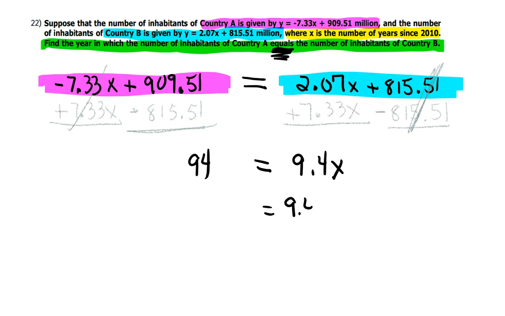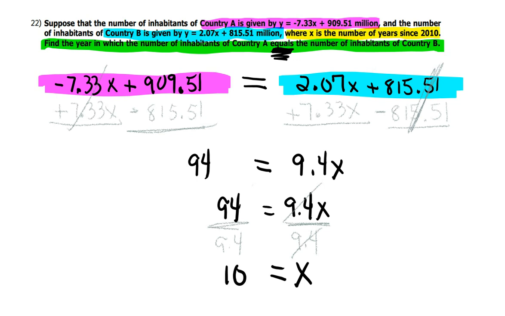So you're going to take that 9.4x and divide by the 9.4. And of course, what you do to one side, you do to the other. And 9.4 divided by 9.4 is just an invisible 1x. And when you divide here, you actually get 10. That was a 9.4, sorry. Okay, but x is equal to 10.